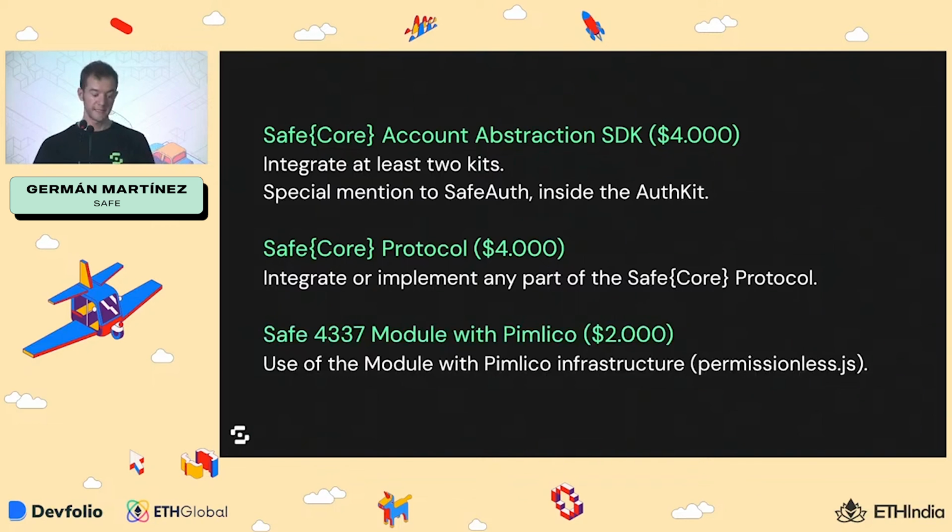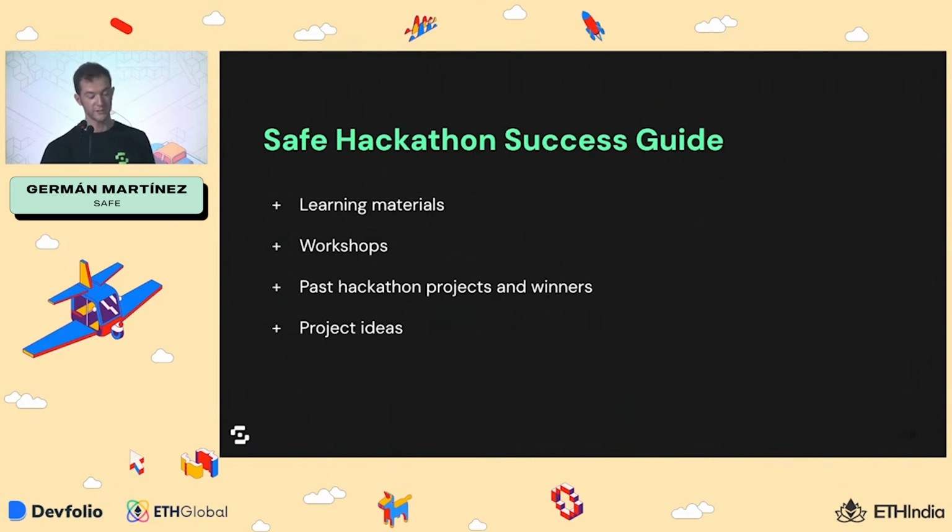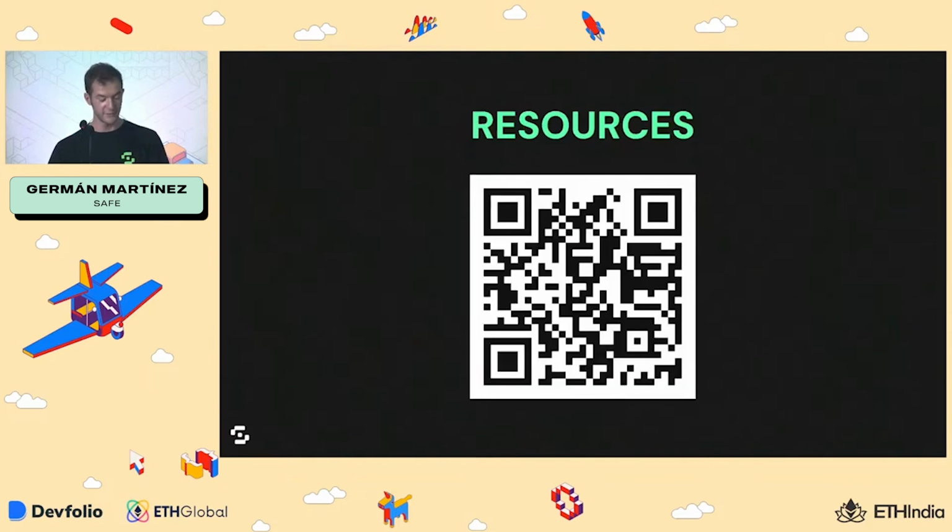And the last one is a collaboration with Pimlico. We have a Safe 4337 module that you can plug into your safe and execute using the Pimlico infrastructure. They also have an SDK called permissionless.js. There's information in our docs and on their site as well. We have a hackathon success guide with some learning materials, past workshops and hackathon ideas. If you want to check it, feel free to scan this QR code.